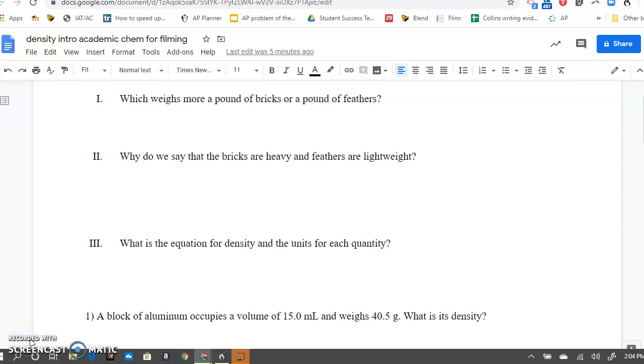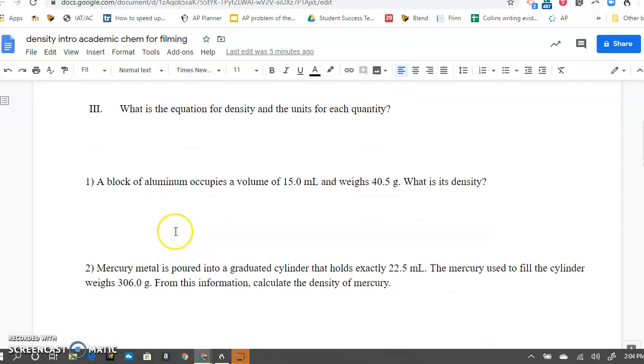I'm going to show you two things in this screencast. I'm really going to show you how to set up some density problems, and I'm also going to show you how to do that on a Google Doc. So first, a couple questions I think you can answer. I'm going to show you the setup here for question number 1.